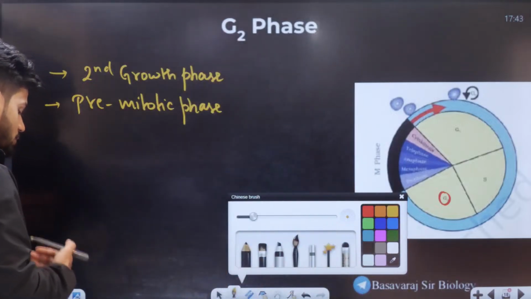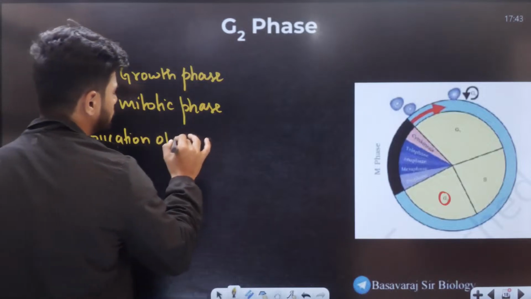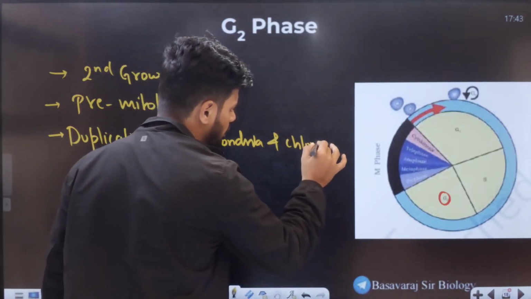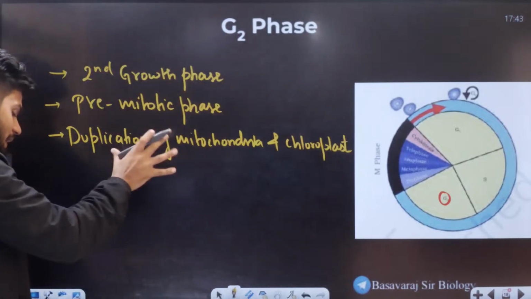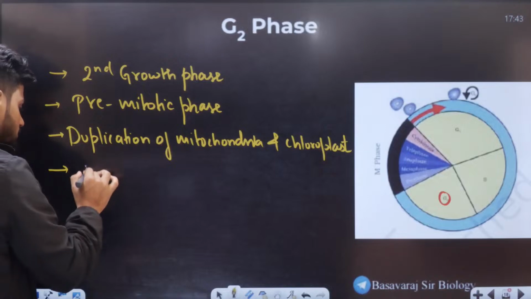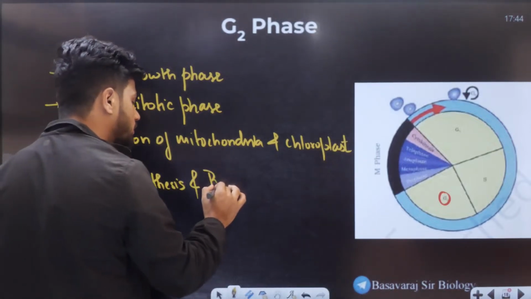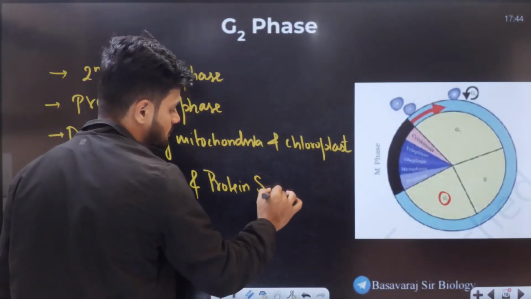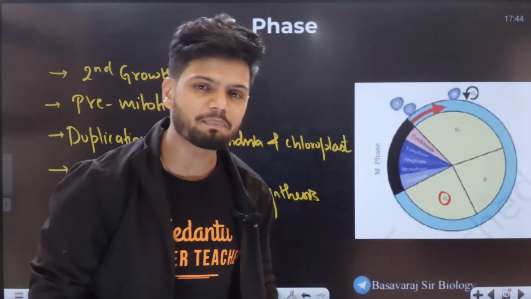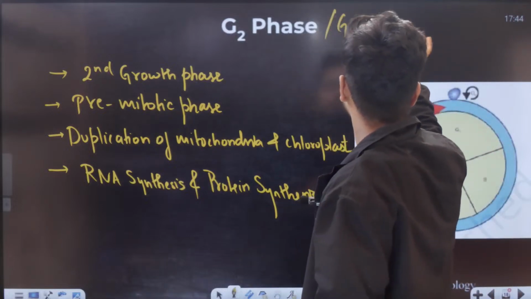Now what exactly happens, students? Here in this case there is duplication of mitochondria and chloroplast. Apart from that, with the question which will be asked in numericals, I'm telling you, questions will be asked mainly based on this last segment, that is, most of the RNA synthesis and protein synthesis happens here. Remember, students, even in G1 it also happens. RNA and protein synthesis is happening in G1, but the majority happens in the G2 phase. Is that clear to all of you? Gap 2 phase.